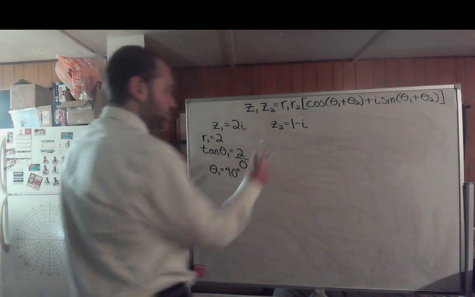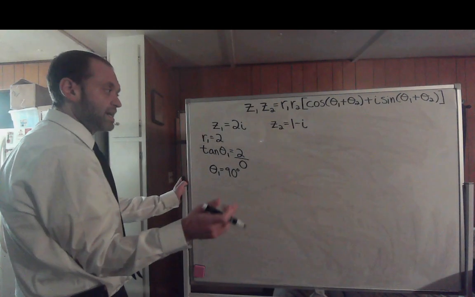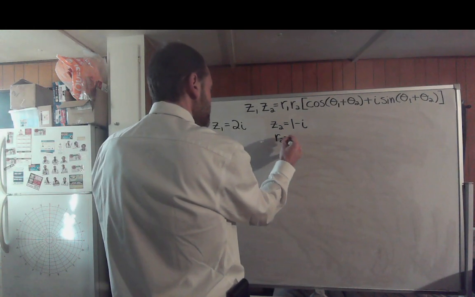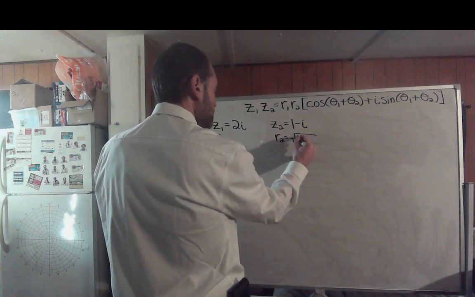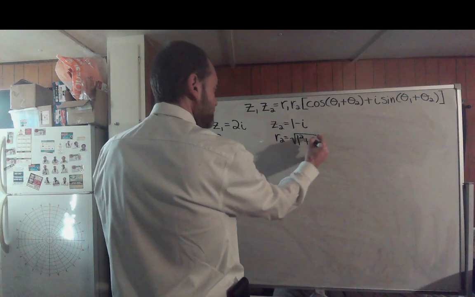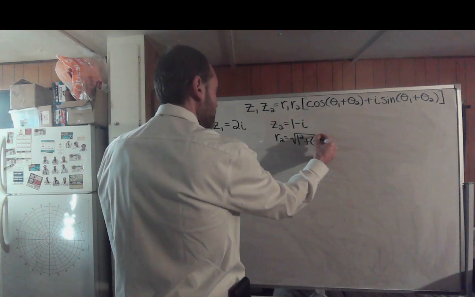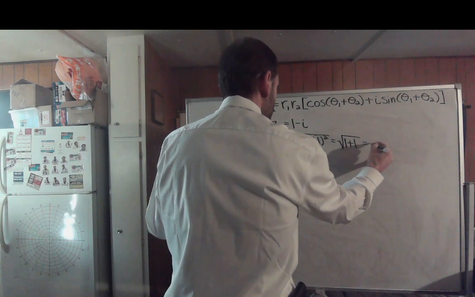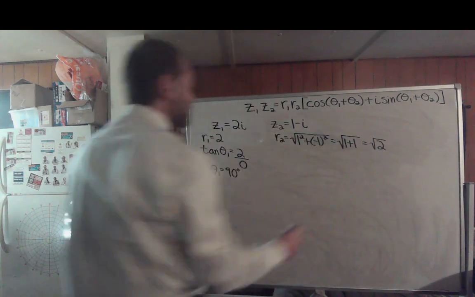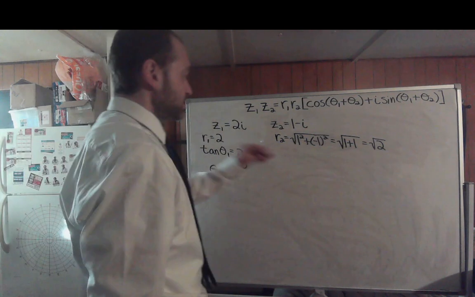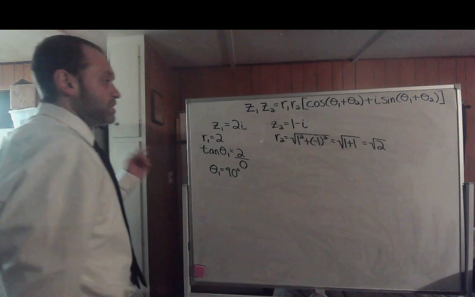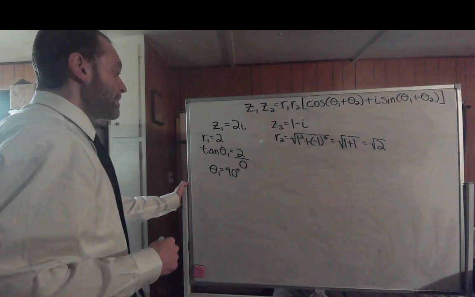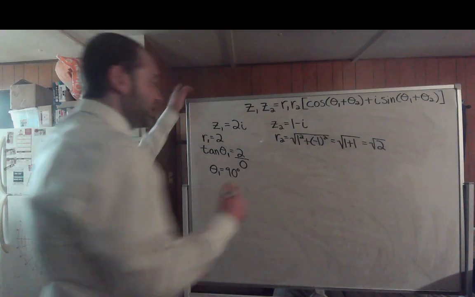Okay, now let's look at z sub 2, which is 1 minus i. So to find r sub 2, you just take the square root of a squared, which would be 1 squared, plus b squared, which is negative 1 squared. So that's going to equal the square root of 1 plus 1, which would just be the square root of 2. So r sub 2 is going to end up equaling the square root of 2. Alright, now let's find theta sub 2.